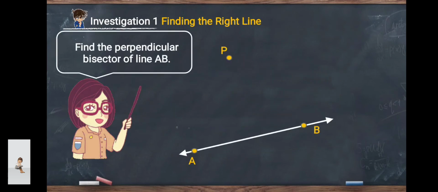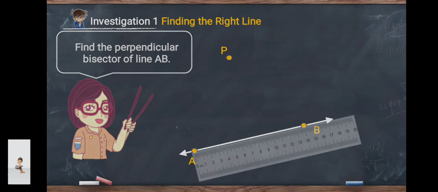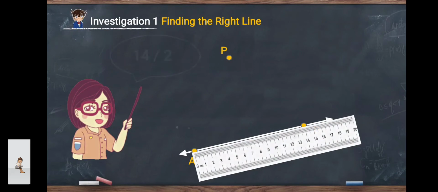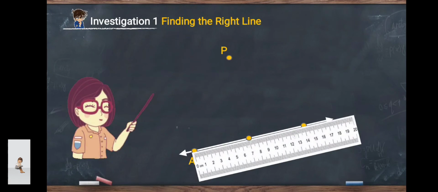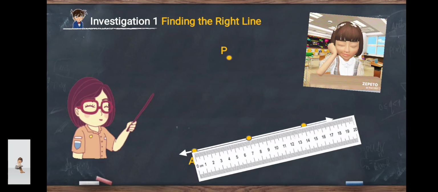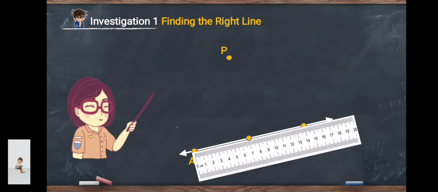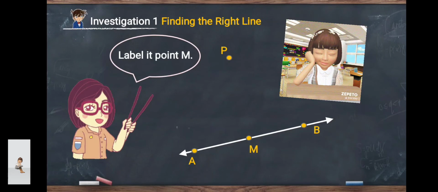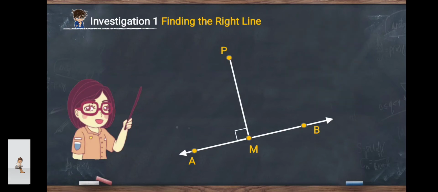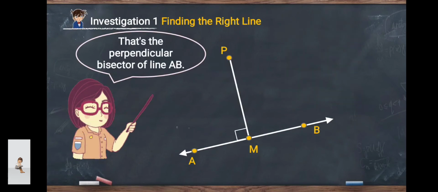Find the perpendicular bisector of line AB. Let's use a ruler. 14 divided by 2 is equal to 7. Therefore, 7 is the midpoint of the line AB. Label it point M. That's the perpendicular bisector of line AB.